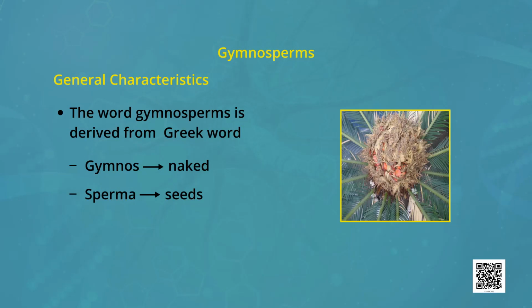How did gymnosperms get their name? Let us understand the term from which it is derived. The word gymnosperm is derived from two Greek words, gymnos, which means naked, and sperma, which means seed. The seeds are not enclosed within a fruit, or any protective covering called fruit. Thus, we can say vascular plants which have naked seeds are gymnosperms.